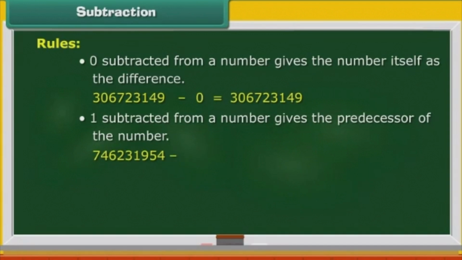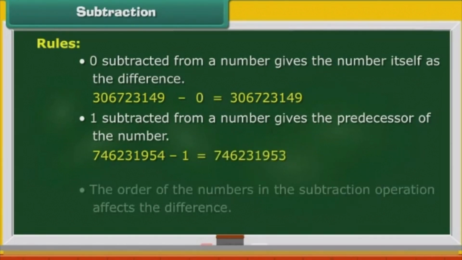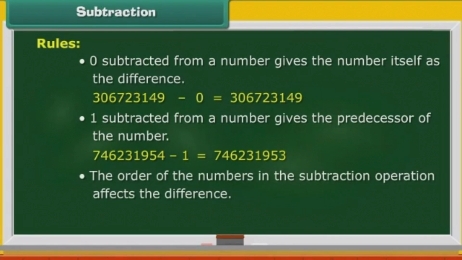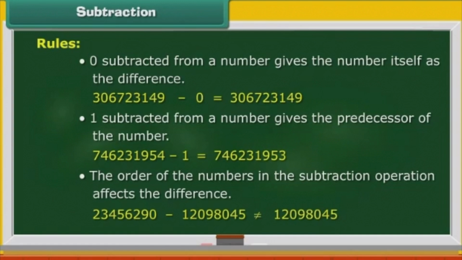746231,954 subtracted by 1 is equal to 746231,953. The order of the numbers in the subtraction operation affects the difference. 23456290 minus 12098045 not equal to 120,98045 minus 23456290. Let us now perform subtraction on large numbers.